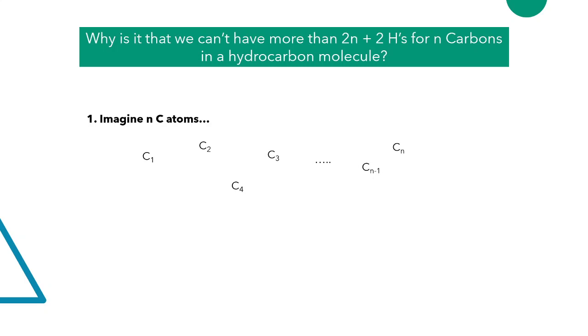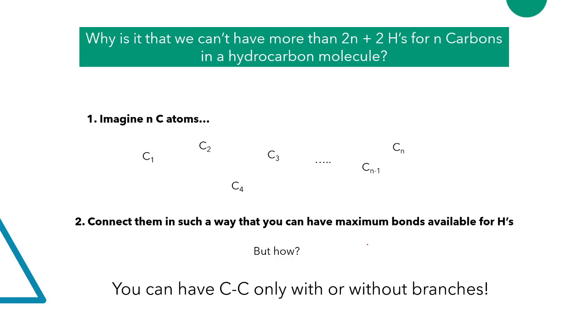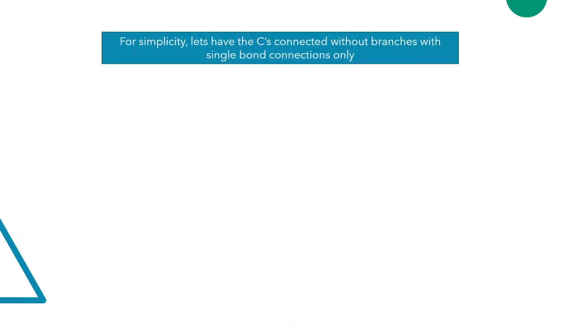We started by imagining n carbon atoms and how do we connect them. So now we know that we can't have double bonds, triple bonds or rings, but you can have single C-C bonds only, with or without branches as you wish. So let's make it simple. Let's not have branches and see what happens when you connect n carbon atoms in a linear fashion, one after the other, and then let's see how many hydrogens we can have.